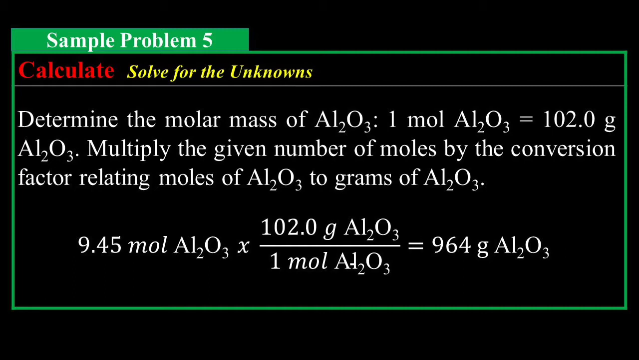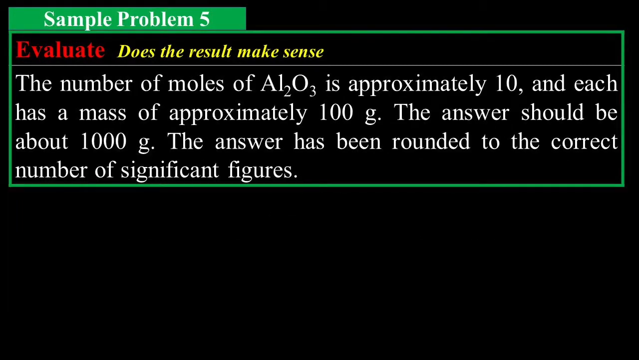Al2O3, multiply the given number of moles by the conversion factor relating moles of aluminum oxide to grams of aluminum oxide. The number of moles of aluminum oxide is approximately 10, and each has a mass of approximately 100 grams. The answer should be about 1,000 grams. The answer has been rounded to the correct number of significant figures.